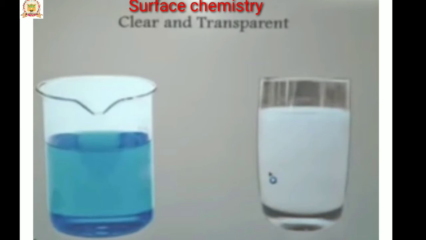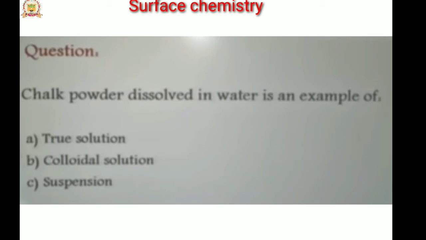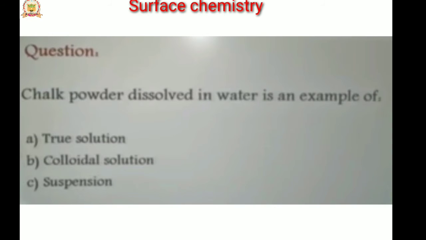Then about colloids. Take an example of milk or blood. It looks like homogeneous, but it is a heterogeneous mixture. Looking homogeneous but actually being a heterogeneous mixture is called a colloid. Components cannot be separated by filtration. That is also a stable one.